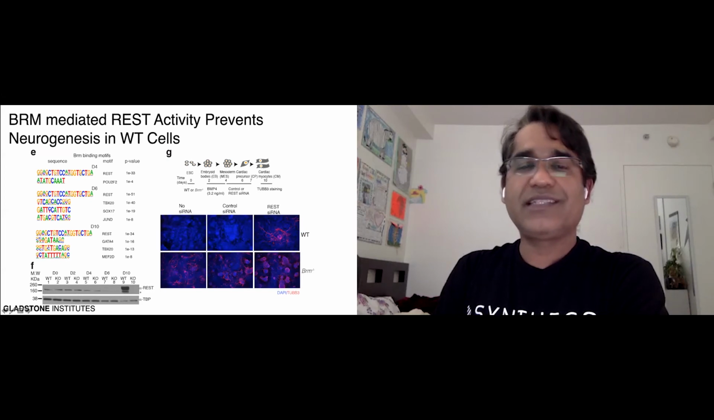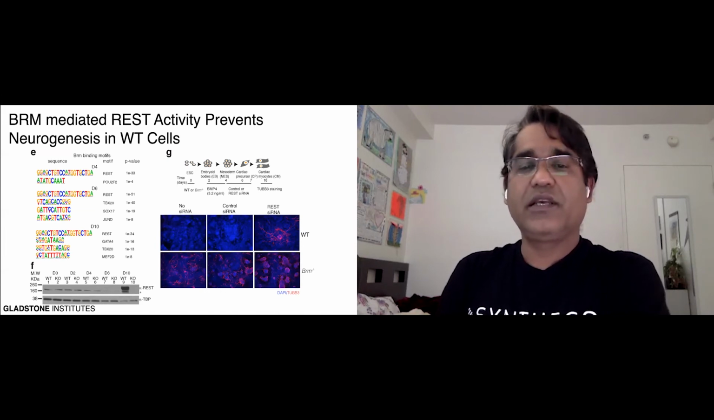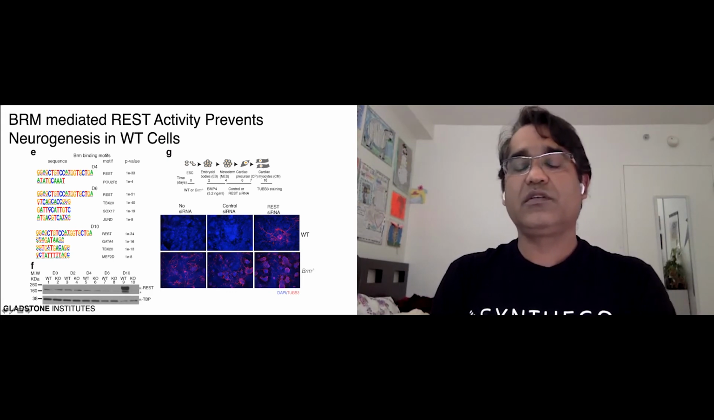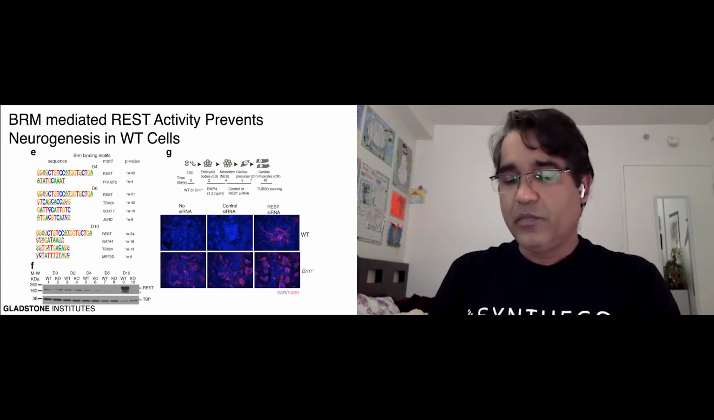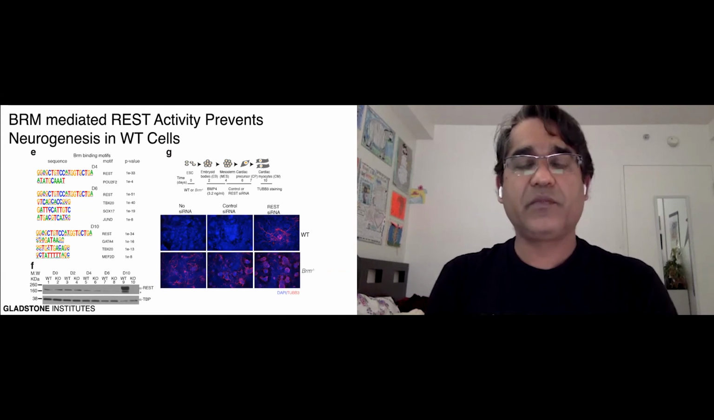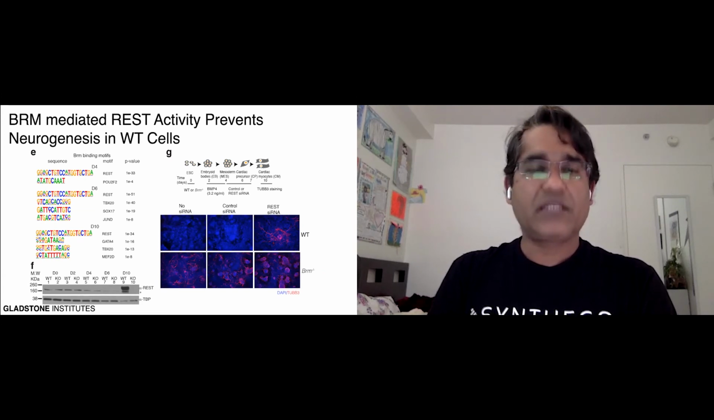But REST is a specific neuronal inhibitor in non-neuronal cells. And what we can see here, with no siRNA and control, there are no beta tubulin 3 positive neural outgrowths, but in wild type cells, in knockdown of REST, this neurogenesis, which is repressed, is now coming back. So maybe OCT6 and REST are two factors mediating BRM activity in controlling cell fate.